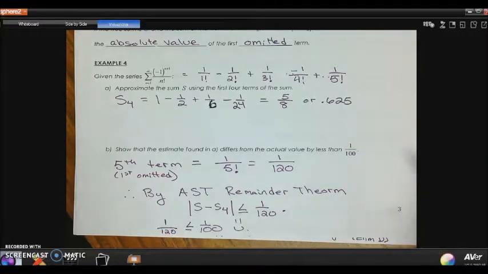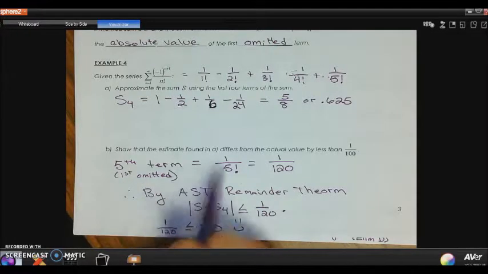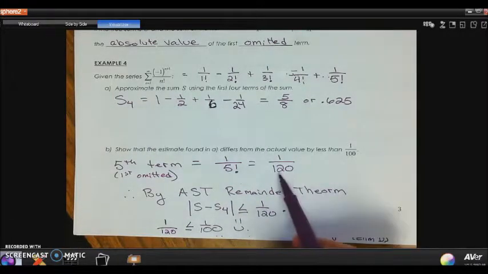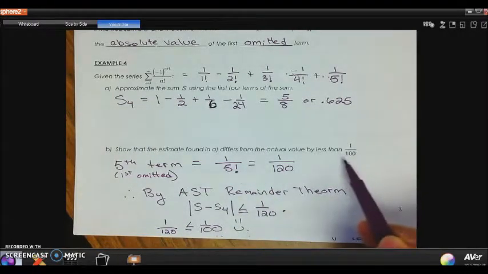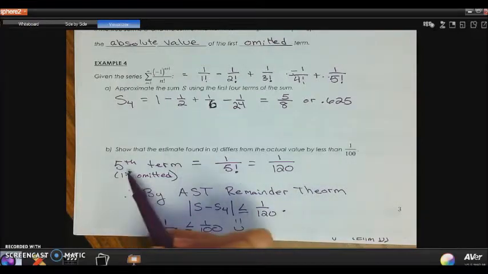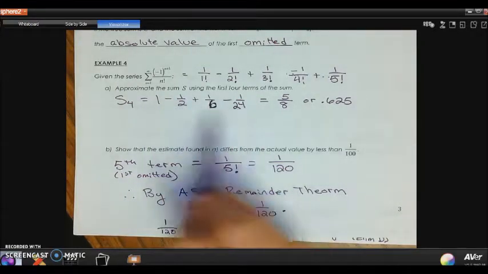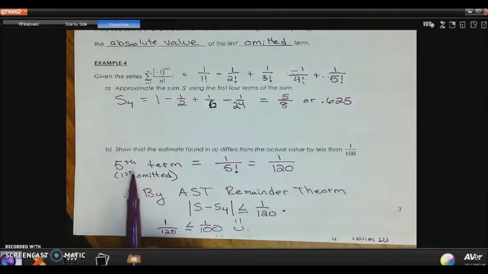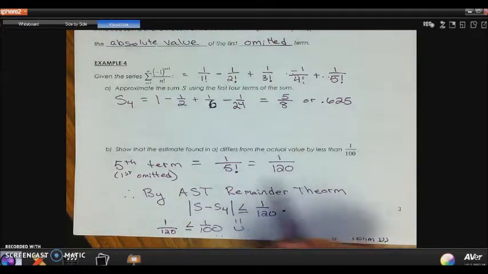1/100th of that. Well, the alternating series test remainder theorem says that the fifth term, which you just get by plugging in, would be 1 over 5 factorial, which is 1 over 120. Well, this is less than that, right? This is my first omitted term. So here, it's the first omitted because I found the first 4, so the first omitted term would be the fifth term.